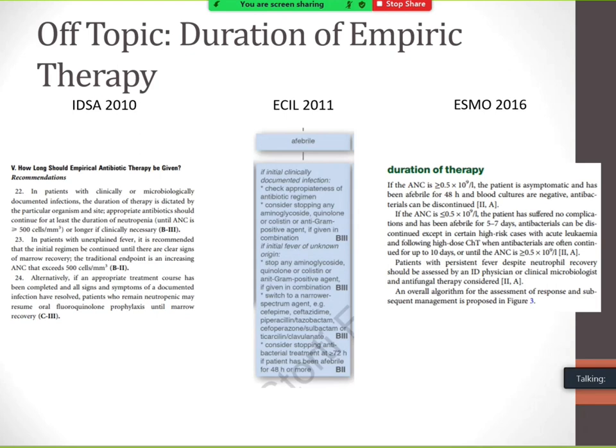ECIL came out a little bit stronger. This was a year after IDSA. We already talked about how they give you the option of starting very strong up front with carbapenems and working your way back if you have a high rate of resistant organisms or if the patient's really sick.